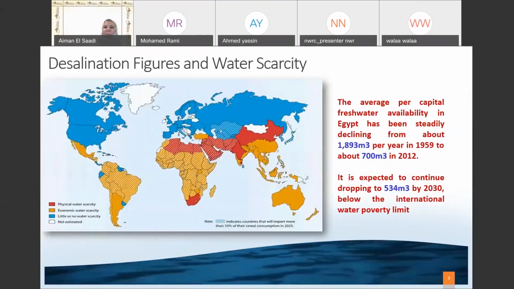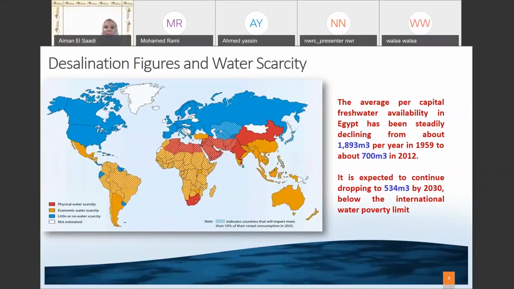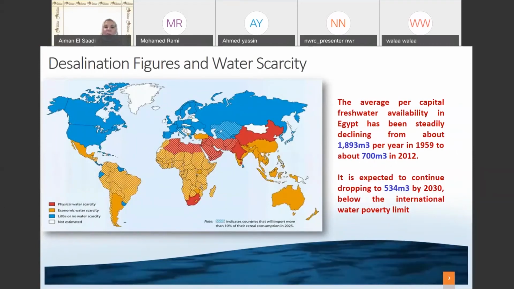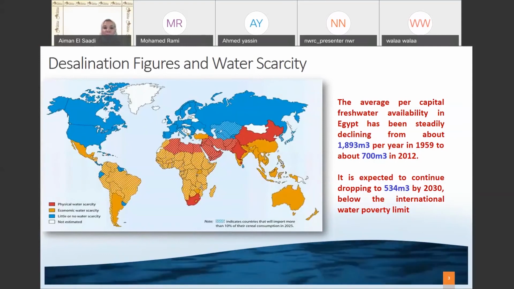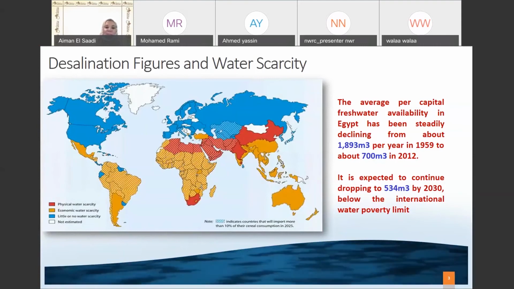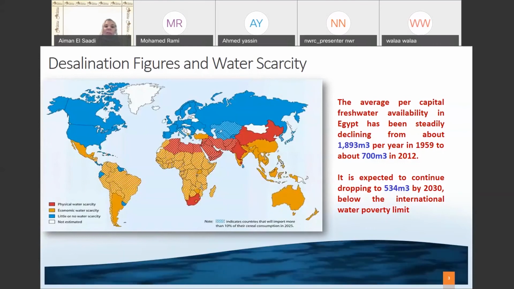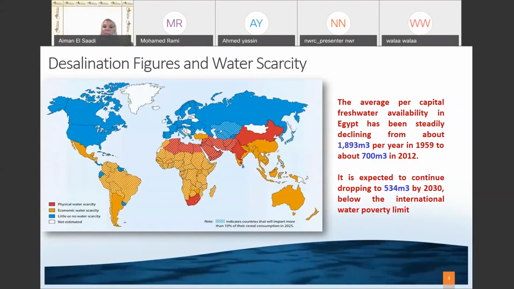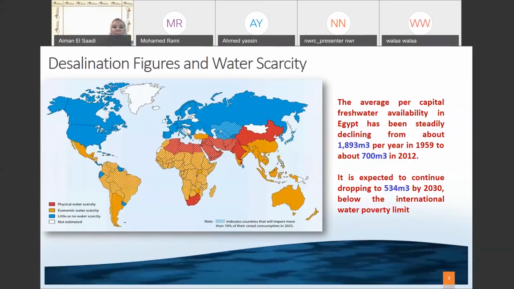This map shows the countries and regions which suffer from water scarcity. Egypt is one of them, where the average per capita share decreased because of the rapidly increasing population, from 1,893 cubic meters per year in 1959 to 700 cubic meters in 2012. It is expected to continue dropping to 534 cubic meters per year by 2030, and it is considered below the international water poverty level.